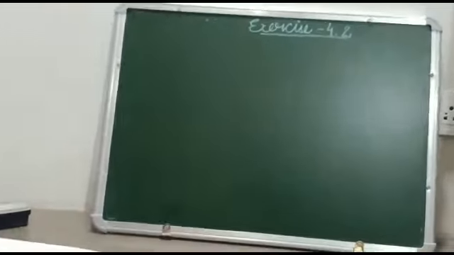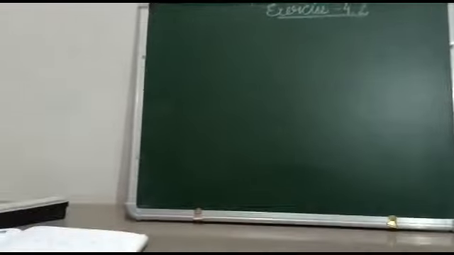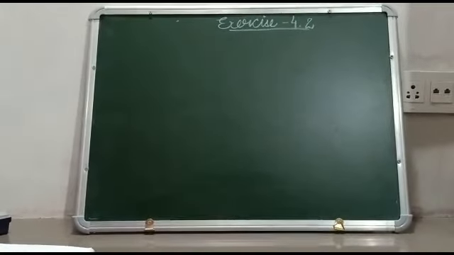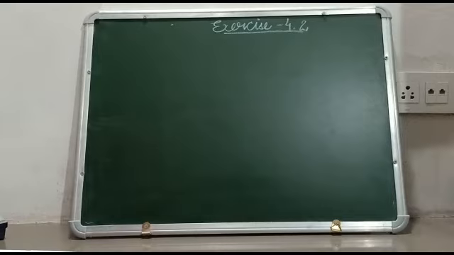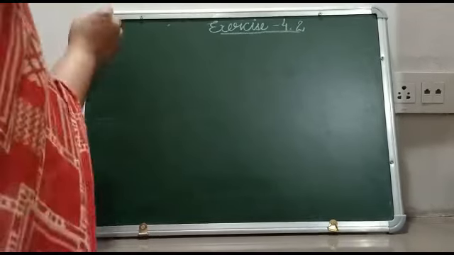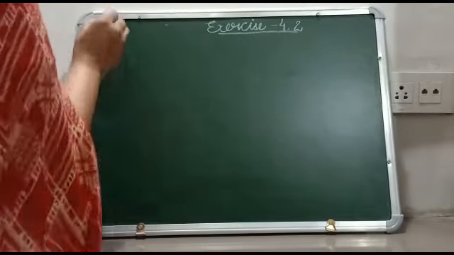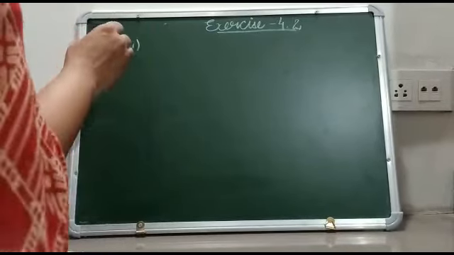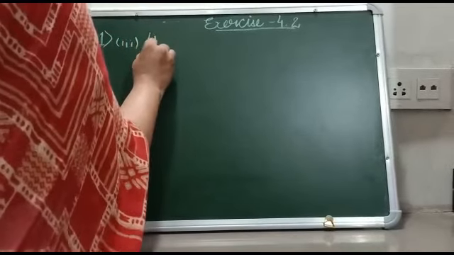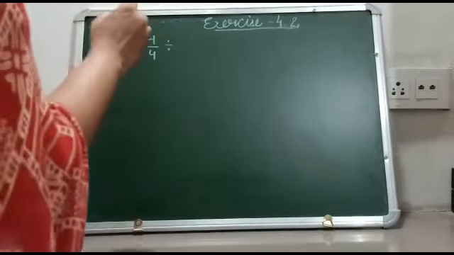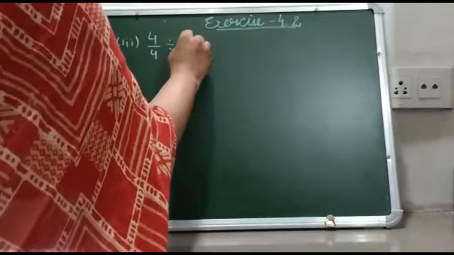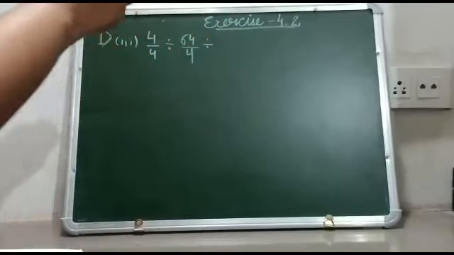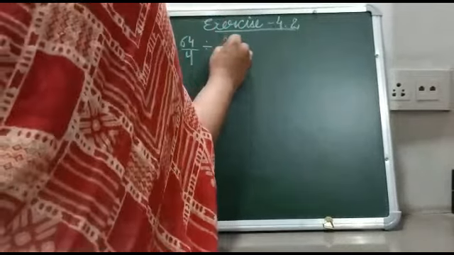Good morning everyone. Today we are going to start exercise 4.2. So in this exercise we are given the sums in which we have to perform division and multiplication of the fractions. So starting with the question, third part, it is 4 upon 4 divided by 64 upon 4 divided by 2 upon 4.